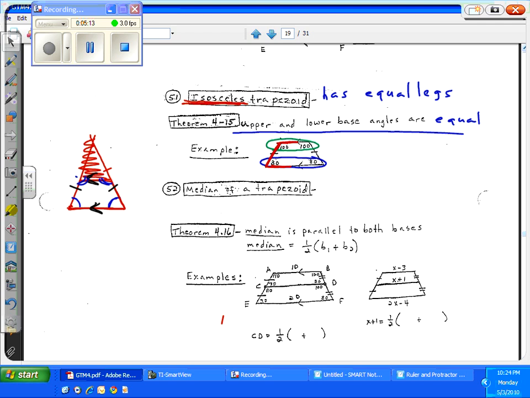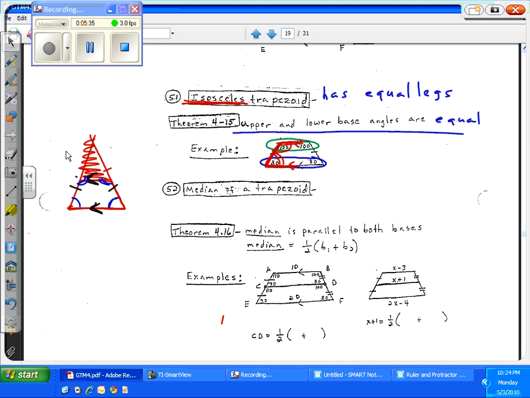The bases are parallel. Same sides make a C and they're supplementary. So you can see that those add up to 180 because they're same side interior angles. Same sides make a C and they're supplementary if the lines are parallel.